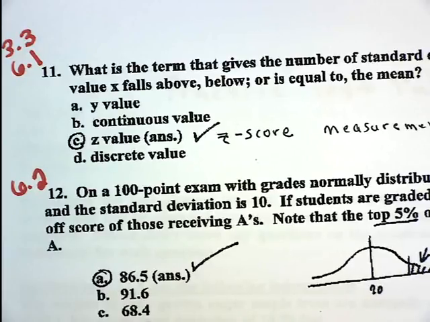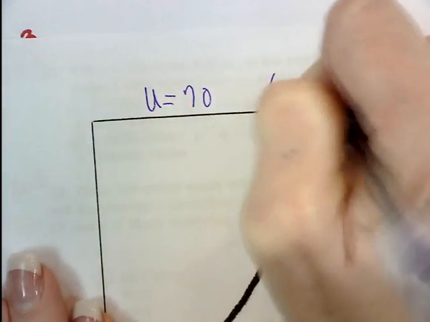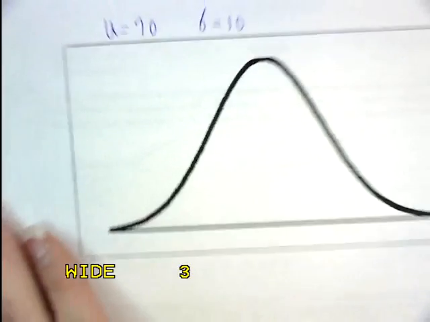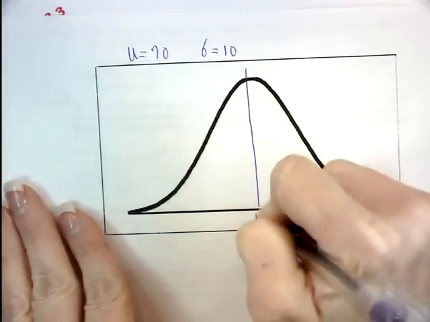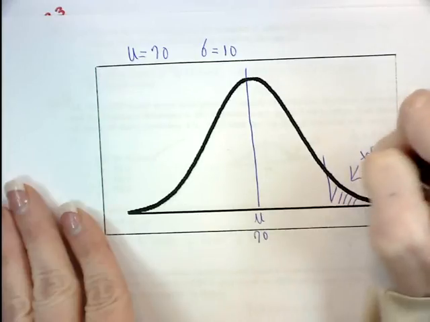Number 12, on a 100-point exam with grades normally distributed, the mean grade is 70 and the standard deviation is 10. If students are graded on a curve, find the cutoff score of those receiving A's. Note the top 5% of students will receive an A. This is from section 6.2. The mean is 70, the standard deviation is 10, and we would like the score that cuts off the top 5%. So I'm going to write this down. The mean is 70, the standard deviation is 10, and we would like to denote A's in the class. Class average is 70. The top 5% would be the A's.